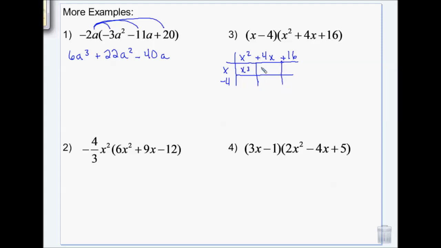Okay, so we have x to the third plus 4x squared plus 16x, 4x squared minus 16x, and minus 64. Okay. Cancel each other out.